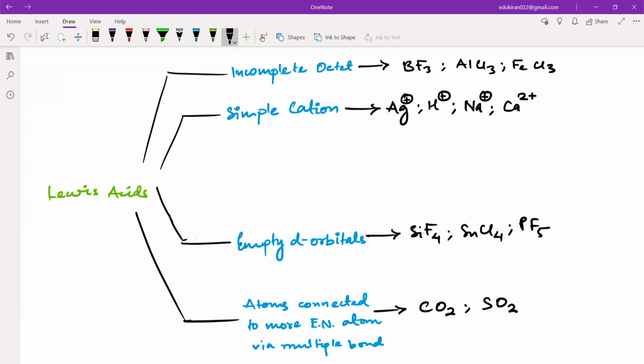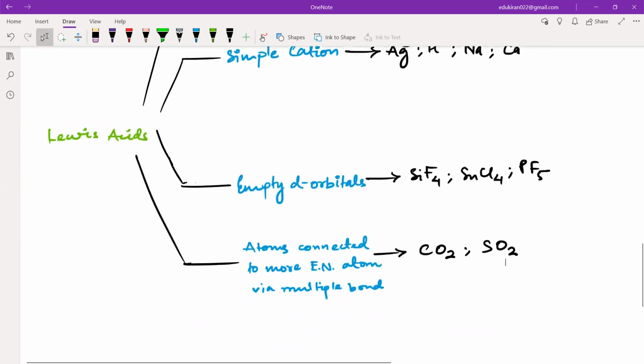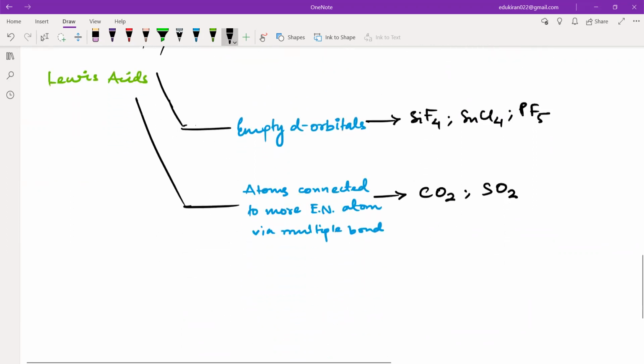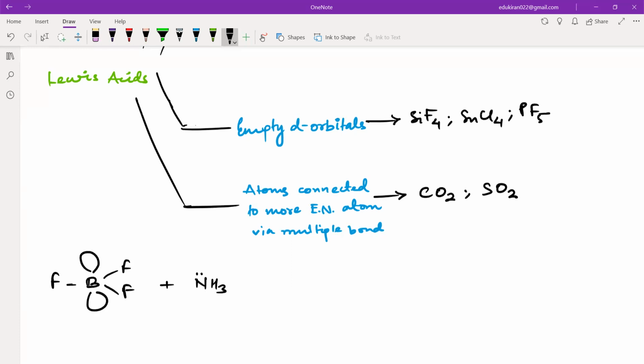We can also write some examples. I will show you two examples which are of your use. First is BF3. So you have boron and 3 fluorines, plus you have NH3. So here there is a lone pair of electrons and there is an empty p orbital in boron.